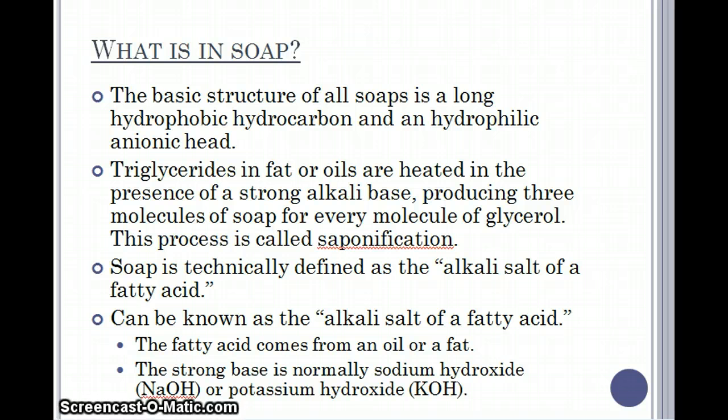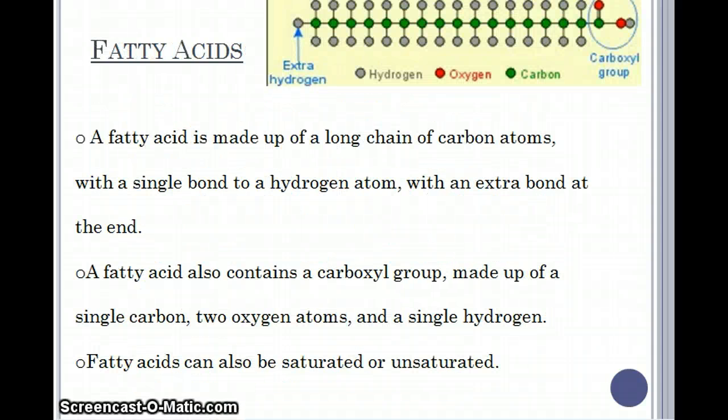Soap can technically be defined as the alkali salt of a fatty acid. Lots of different fatty acids are used in soap. A fatty acid is a long chain of carbons with single bonds to each side to a hydrogen atom. And then, at the end of the long chain of carbons, there's a carboxyl group made up of a single carbon, 2 oxygen atoms, and a single hydrogen. And this fatty acid can either be saturated or unsaturated, which can affect the type of soap.